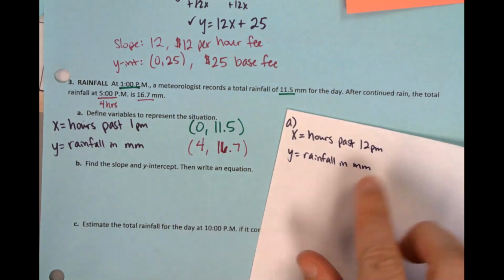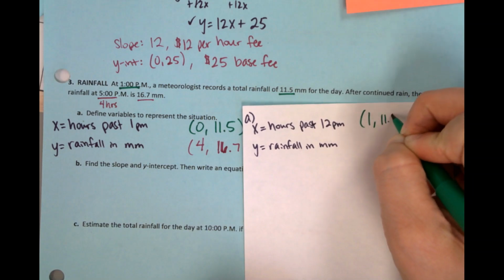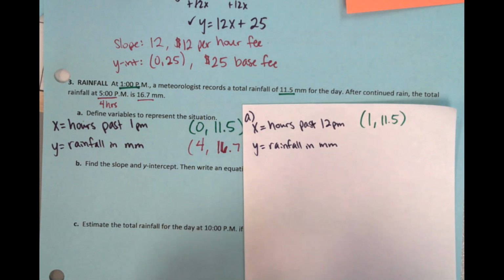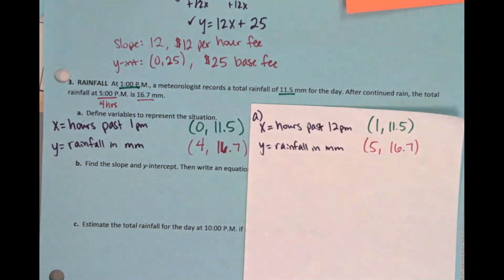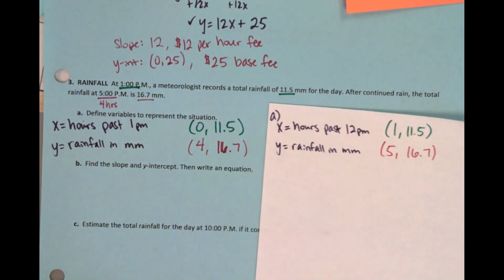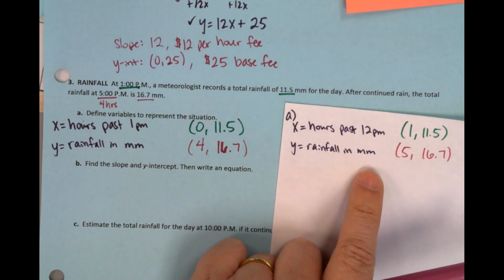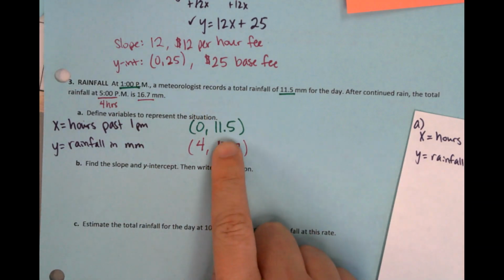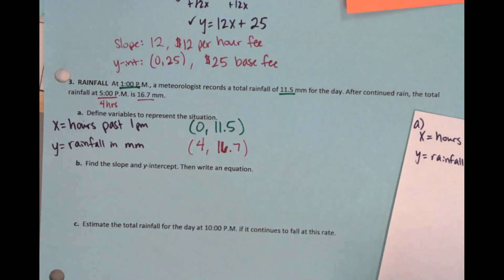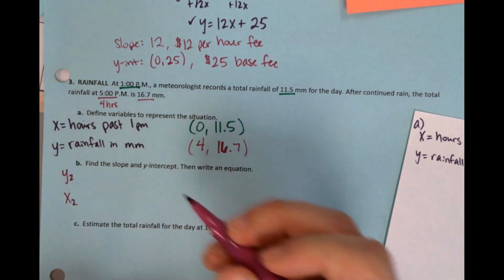If you were working with me and we started at noon, then we would have (1, 11.5) and (5, 16.7). I will let you know the slope is the same either way, so I'm not going to calculate slope on this white paper. Find the slope and the y-intercept, then write an equation. The slope, remember, is y2 minus y1 over x2 minus x1.